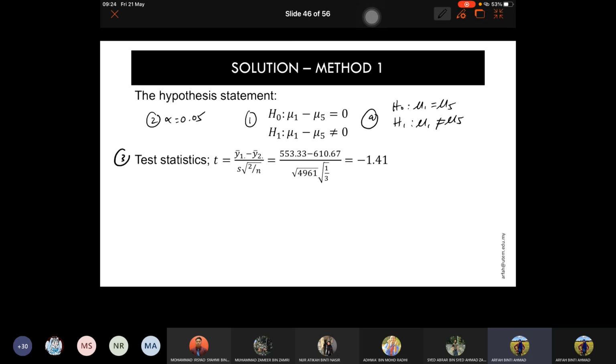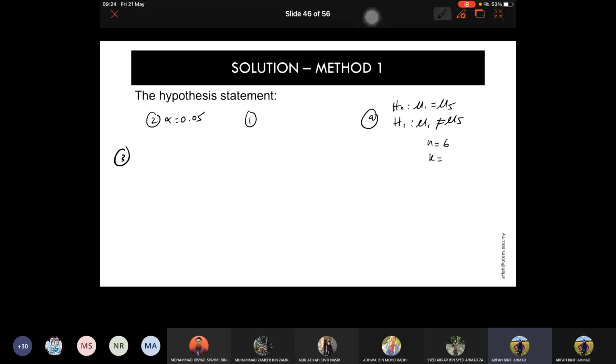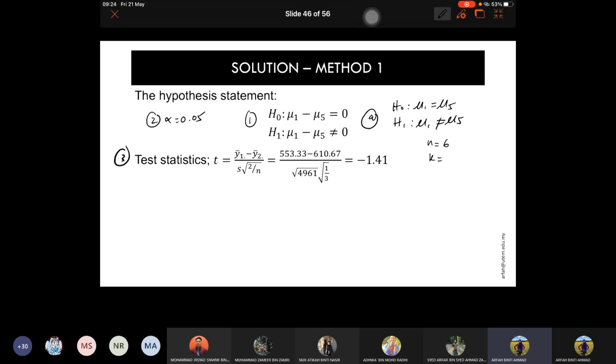So, step ketiga, test statistik. T sama dengan Y bar 1 dot tadi daripada table 553.33 tolak Y bar 2 dot 610.67. Okay, so dalam kes ni N sama dengan 6. K sama dengan, K berapa? K sama dengan 5. So, in this example, K sama dengan 5. So, masukkan dekat dalam formula.